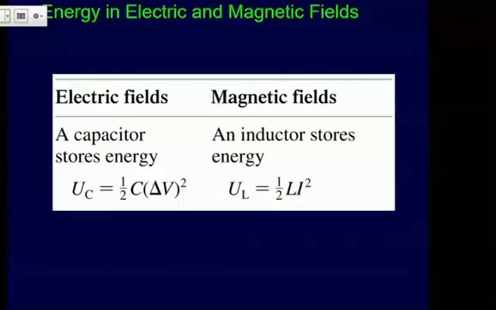By the same manner, an inductor can store energy. And it stores energy when there's a current in it, right? Which makes sense. When there's a current in it, it's making a magnetic field. So we can store energy in electric fields or in magnetic fields.